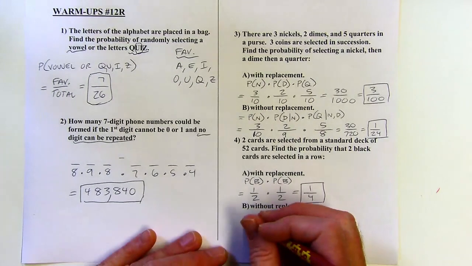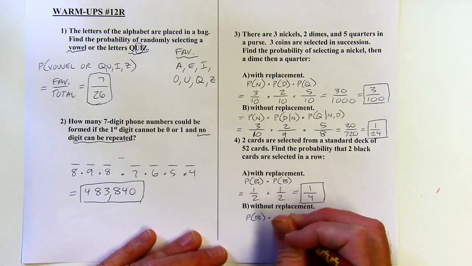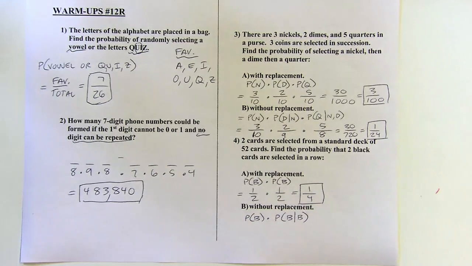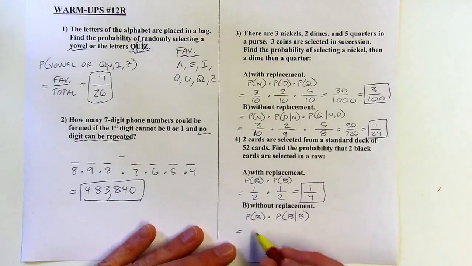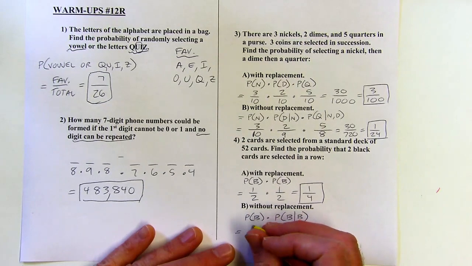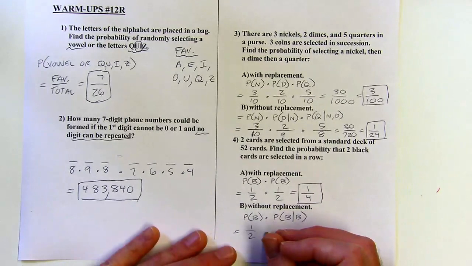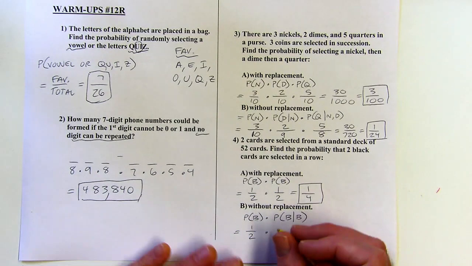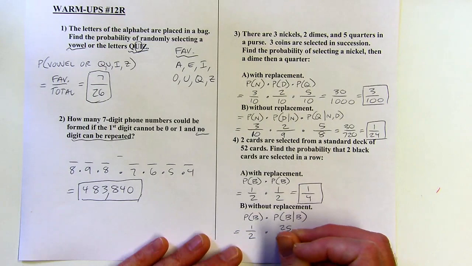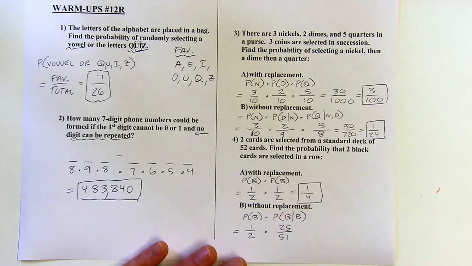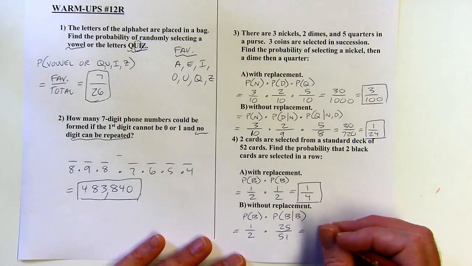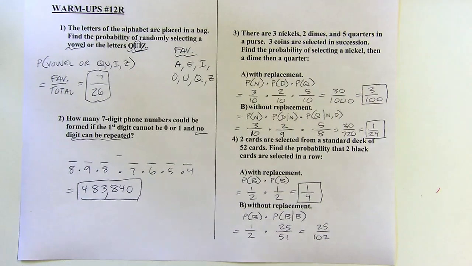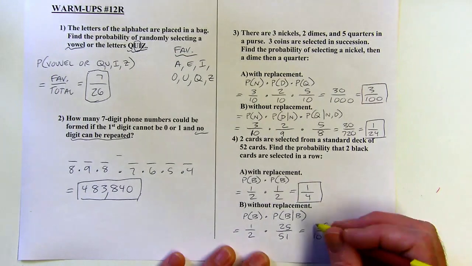Okay, this is a little different now without replacement, because on the second draw we have to assume that a black card has already been removed from the deck. So half the deck is black here, or you could put 26 out of 52 if you wanted. On the second draw, it starts with 26 black cards, so that means there will be 25 black cards left, and there would only be 51 total cards left. So when we multiply this, we're going to get 25 over 102, and I believe that is reduced. Yeah, it is. So that's it.